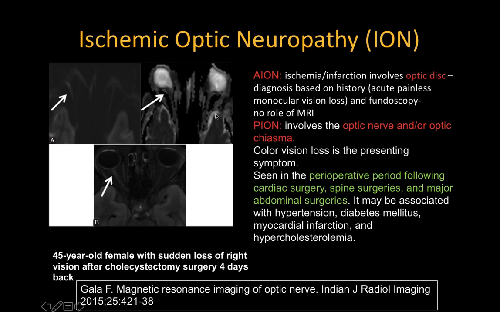So, this was the case, a 45-year-old female with sudden loss of vision on the right side after cholecystectomy surgery 4 days back. Now, here we see restricted diffusion in the entire intraorbital segment of the optic nerve, and on FLAIR images there is hyperintense signal, so there is definitely optic neuritis. So this is a case of ischemic optic neuropathy.